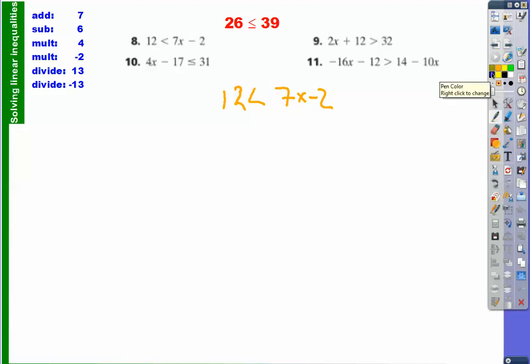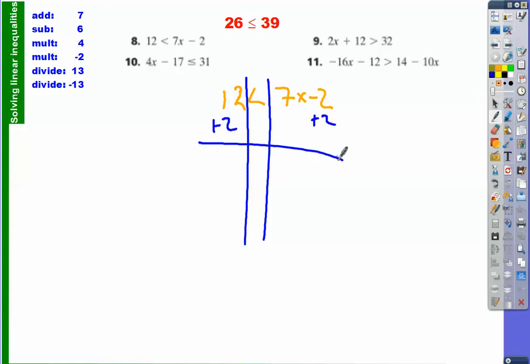So we're going to solve this like any other equality. Let's get the x by itself. So what's the opposite of subtracting 2? Adding 2. So we're going to add 2 to both sides. And we get 14 is less than 7x.